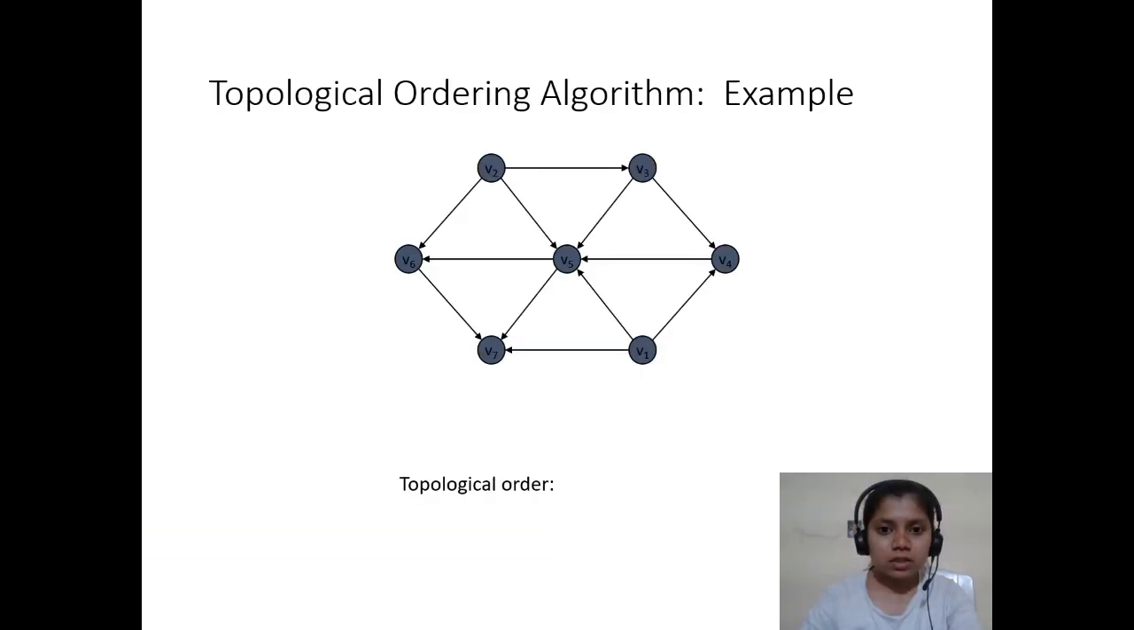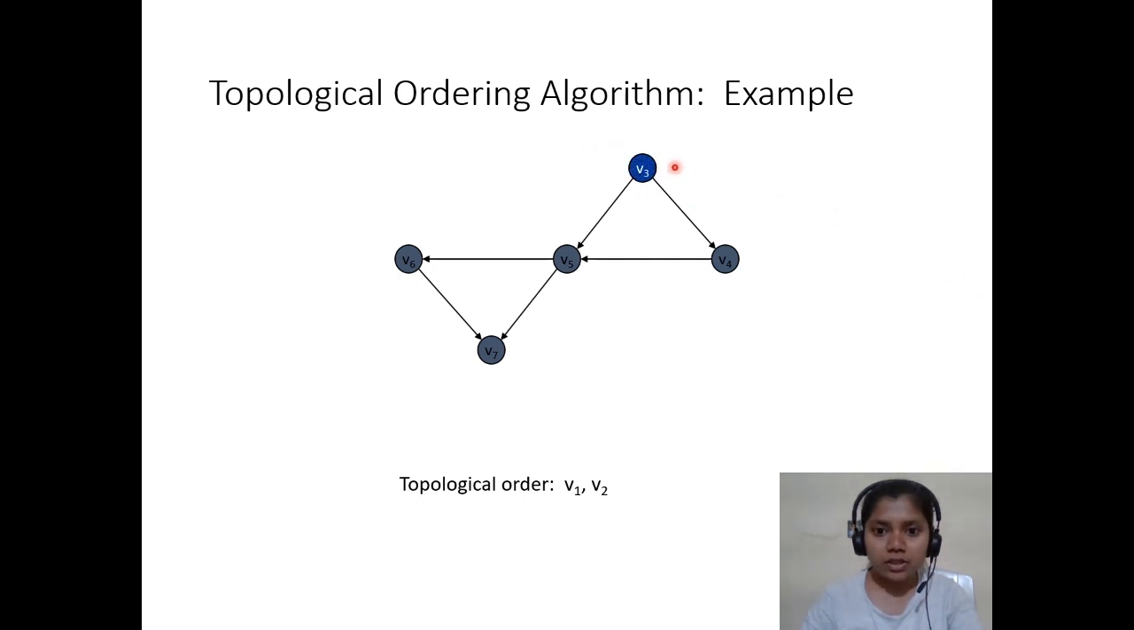Next, here is an example for the topological sorting algorithm. We observe that V1 and V2 have no incoming edges. So we select V1. We delete V1 and all its outgoing edges. Now we observe that V2 has no incoming edges, and we delete the vertex and all its outgoing edges. So we observe the next graph like this.